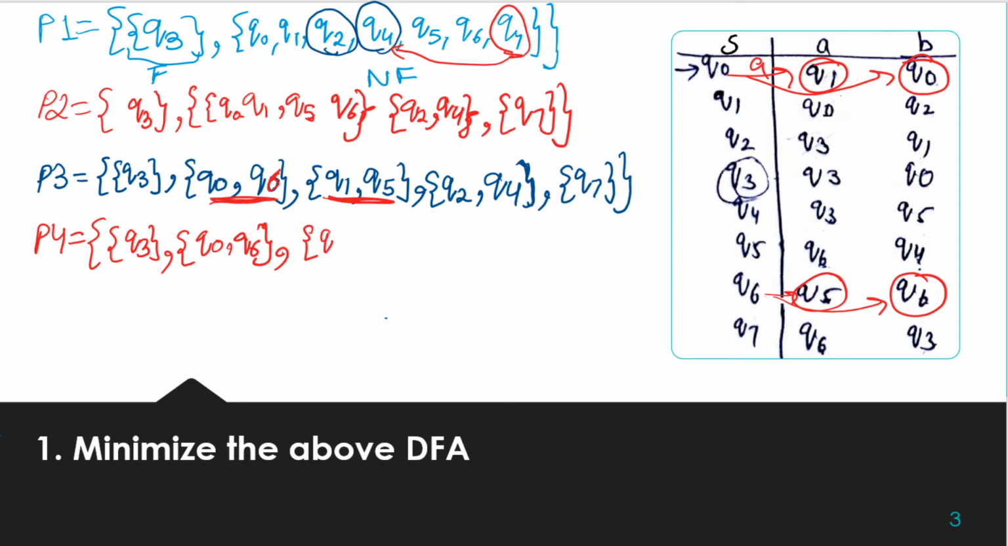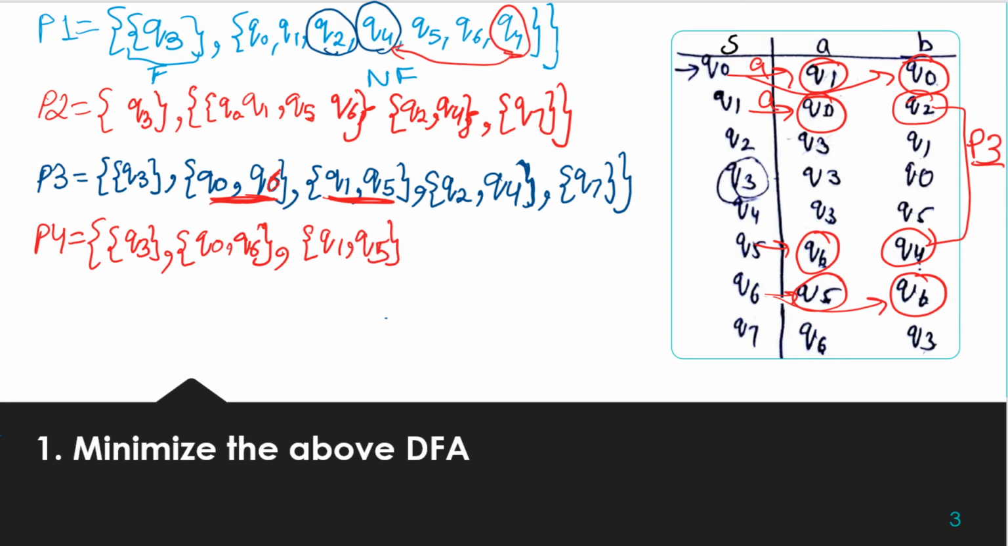Now we have Q1, and let's check the compatibility with Q5. Q1 is heading to Q0 for input symbol A, and from Q5 we have the state Q6, and Q0 and Q6 are part of the same group in the previous partition. So they are compatible for input symbol A. Also they are compatible for input symbol B, as Q2 and Q4 are part of the same group in partition 3. So Q1 is compatible with Q5.